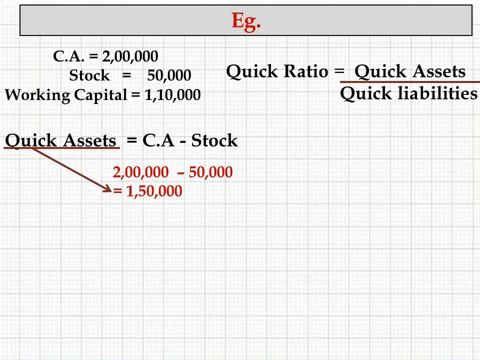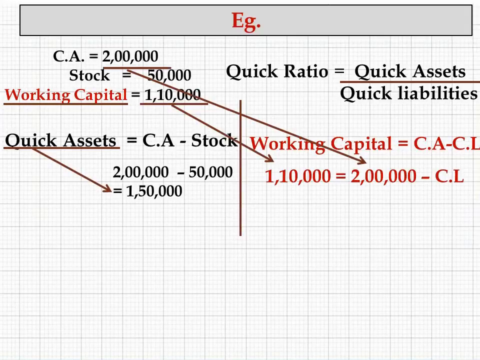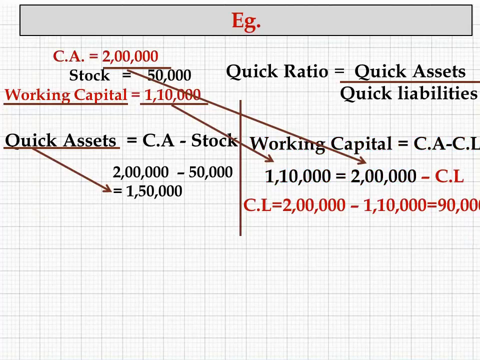And current liabilities are also missing. But we have been given one hint, that is working capital is equal to 1,10,000. You know, working capital means current assets minus current liabilities. So working capital 1,10,000 is equal to 2 lakh minus current liabilities. Or we can say 2 lakhs minus current liabilities is equal to 1,10,000. So current liabilities will be equal to 2 lakh minus 1,10,000, means 90,000. In this way we have got current liabilities of rupees 90,000.